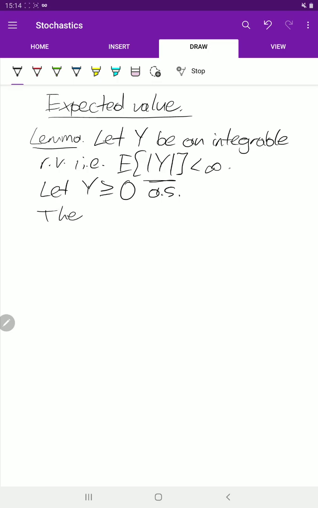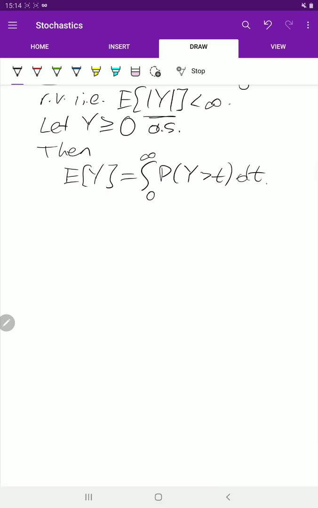So the statement now is that the expectation of Y is the integral from 0 to infinity, and then we look at the tail of the distribution and we take the Lebesgue integral. And now let's prove this.